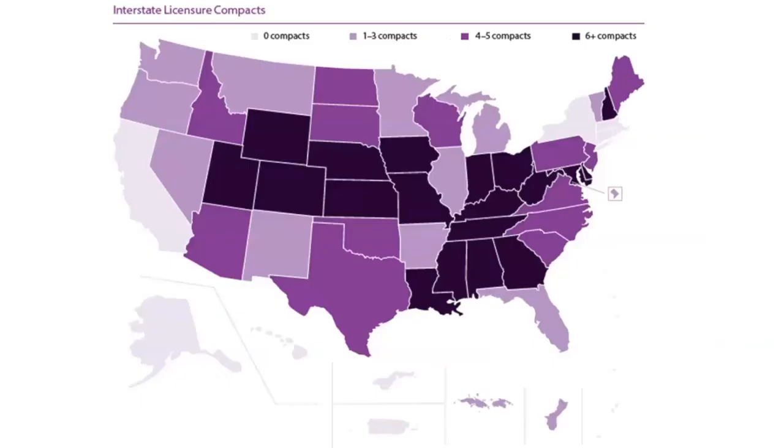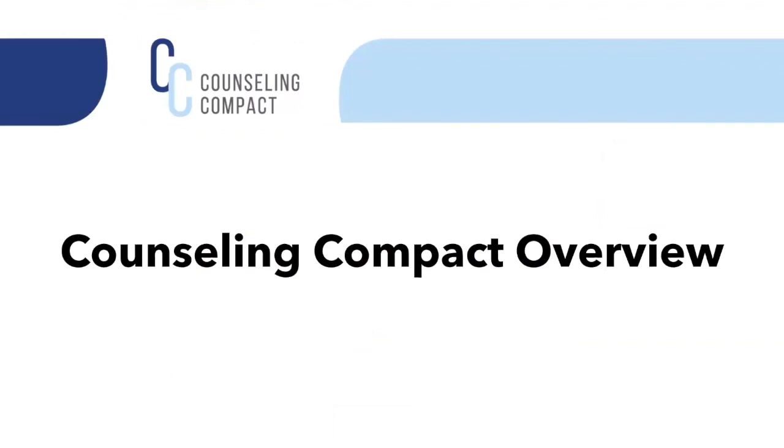Okay, and here is the heat map that I mentioned, which indicates approximately how many compacts each state has joined. So you can go ahead and take a look and see where your state falls. Okay, and now I will go ahead and pass it on over to Carl for an overview of the Counseling Compact.